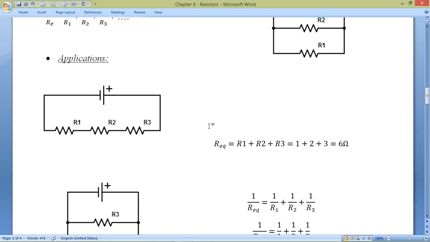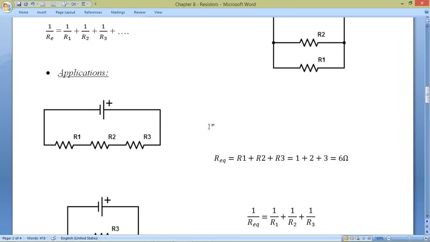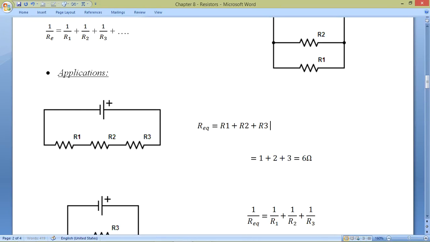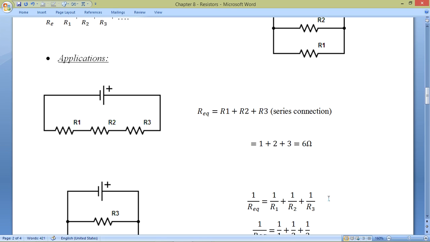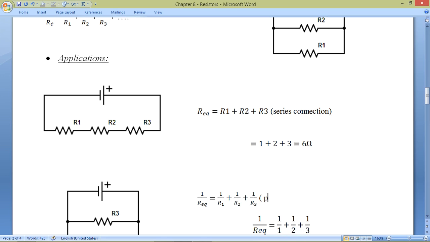Just one little remark. Whenever we write the rule, let's say for the series, R1 plus R2 plus R3, you should write next to it series connection, or connected in series. Similarly, for the parallel connection, we just say parallel connection.